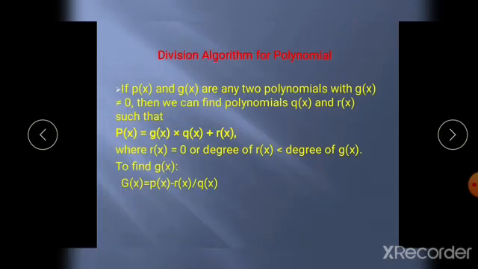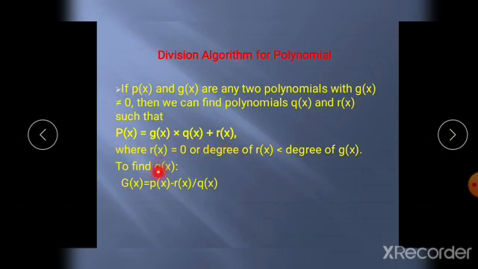Division algorithm. You know the division rule already. Division rule is: dividend is equal to divisor into quotient plus remainder. Here we will consider P of x as the dividend, G of x as the divisor, Q of x as the quotient, R of x as the remainder. When we multiply divisor and quotient and add the remainder, we get the dividend. This is also verification. We have to verify by the division rule.